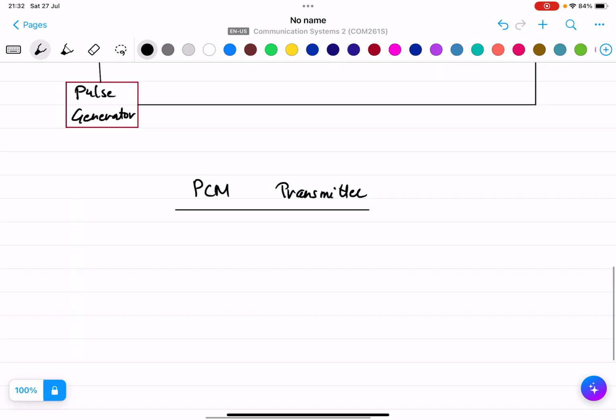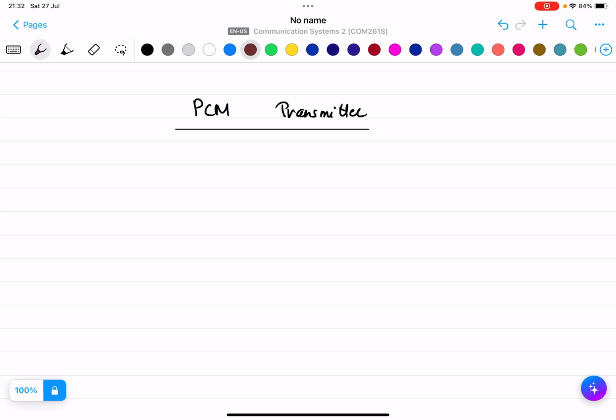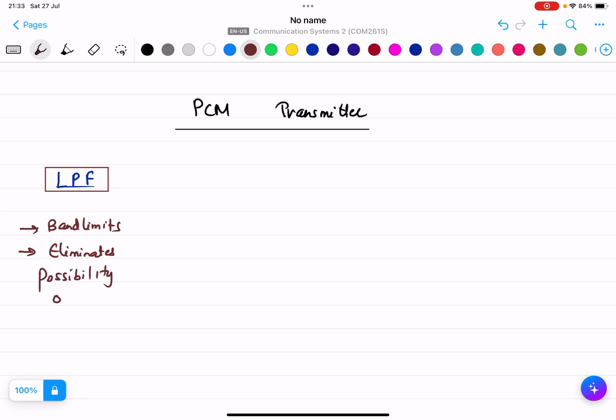I will write the function of each block here, then I will explain. First, the LPF, the low pass filter. It band limits the signal, and second, it eliminates the possibility of aliasing. I've explained what aliasing is earlier, when we were doing the sampling theorem. Aliasing is this one, when there is an overlapping.